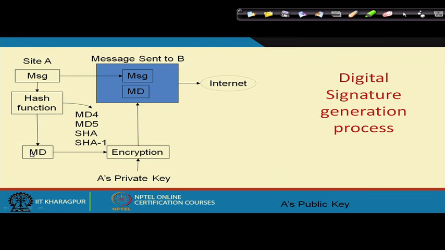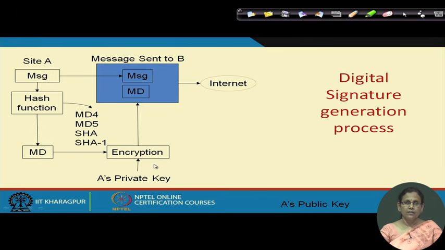Then this message digest is encrypted with A's private key. A is the entity who is actually sending the data. So, it is encrypted with A's private key. This encrypted message digest and the message, that is the application data, is sent to B over the internet. So, this is the process of digital signature generation.